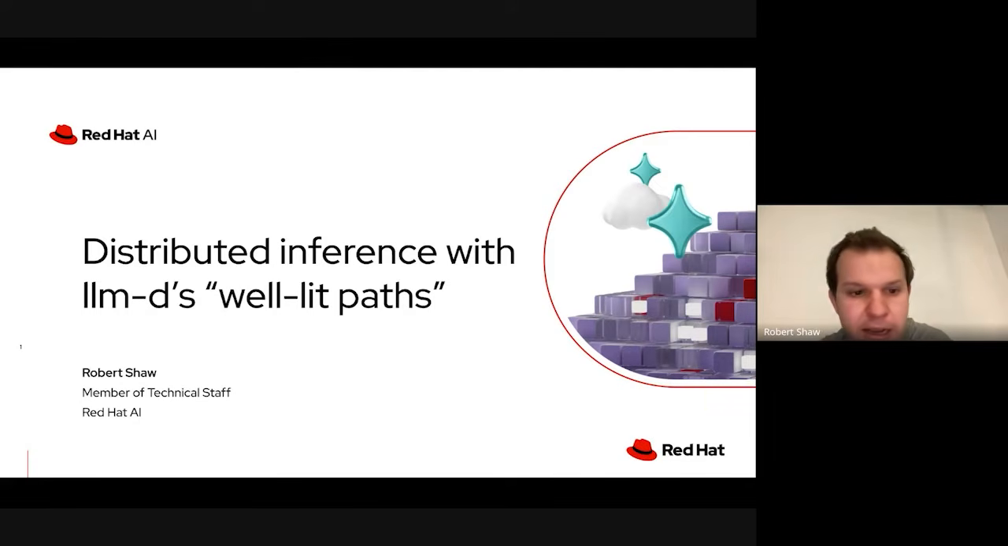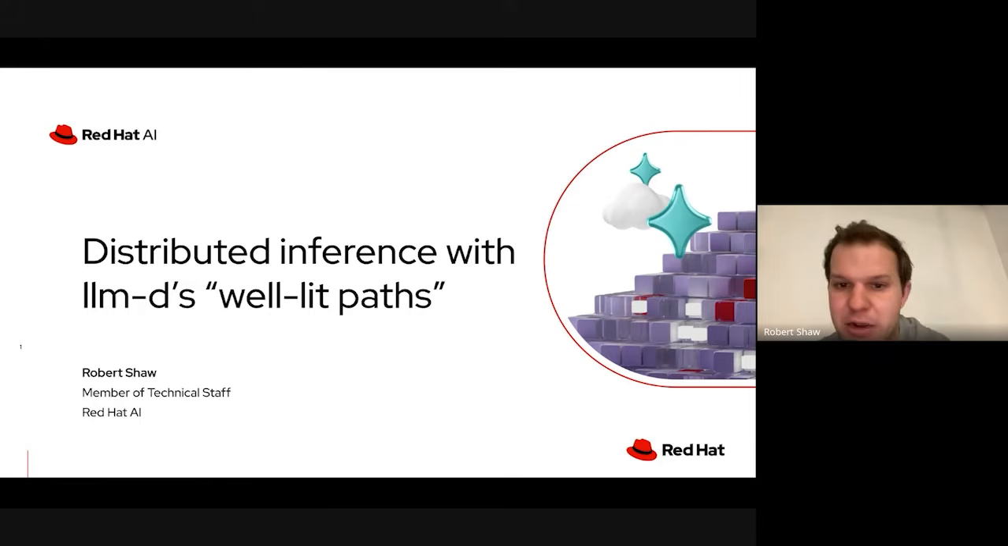I'm Rob. I have been working on vLLM and llm-d for the last couple of years. I joined Red Hat about 9.5 months ago by way of acquisition from Neural Magic, where I led our overall engineering team and a lot of our efforts in those upstream projects. And now I'm a member of the technical staff at Red Hat on the inference engineering team.